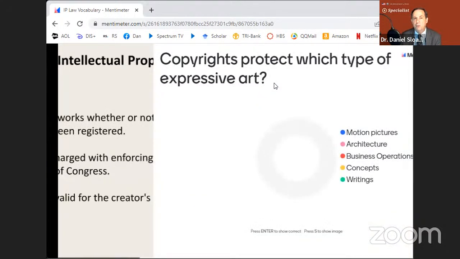Okay, so we have another question for you. Copyrights protect which type of expressive art? Which type of expressive art?